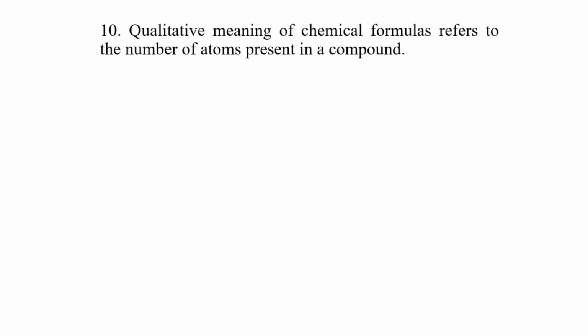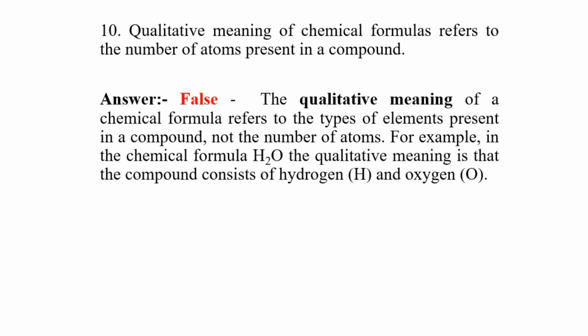Question number 10. Qualitative meaning of chemical formulas refers to the number of atoms present in a compound. The answer is false. The qualitative meaning of a chemical formula refers to the type of elements present in a compound, not the number of atoms. For example, in the chemical formula H2O, the qualitative meaning is that the compound consists of hydrogen and oxygen.